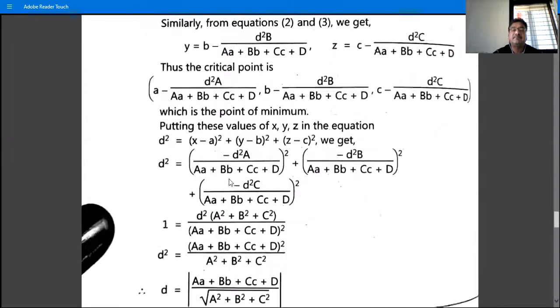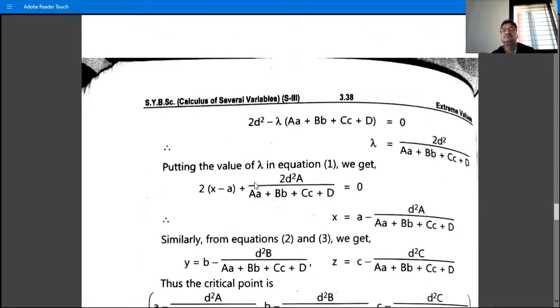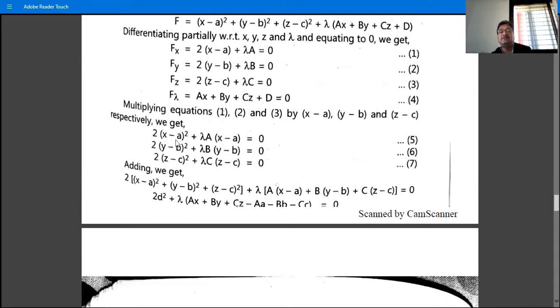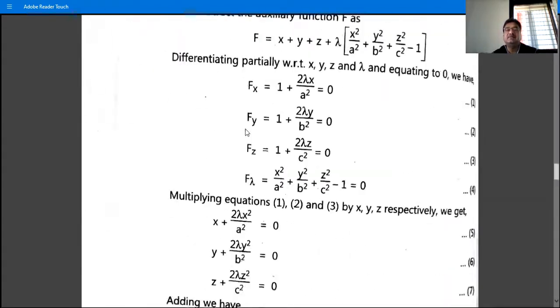That is, this first procedure is: find the values of x, y, z from equations number 1, 2, 3 and substitute in equation number 4. Actually this is the procedure.